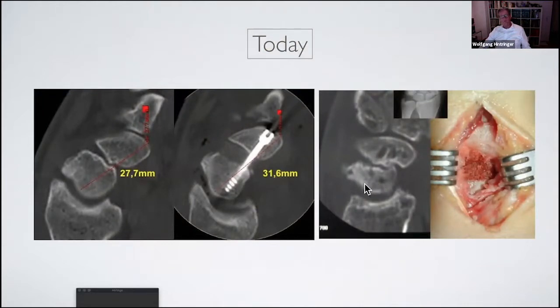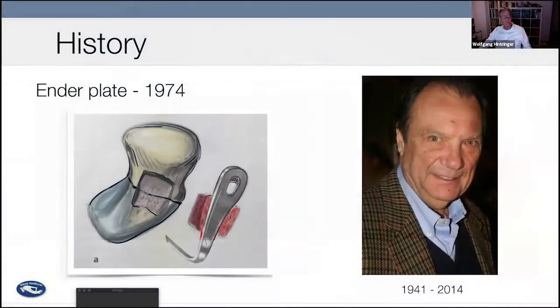Today, what do we do today? The normal method is to put in waist non-unions a cancellous bone graft and a Herbert screw who hold the 2 fragments in place. But anyway, in 1974, my colleague Ender, I was in the same team, invented that Ender plate, and it was a very good method.